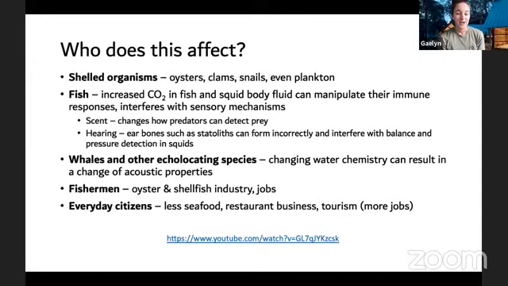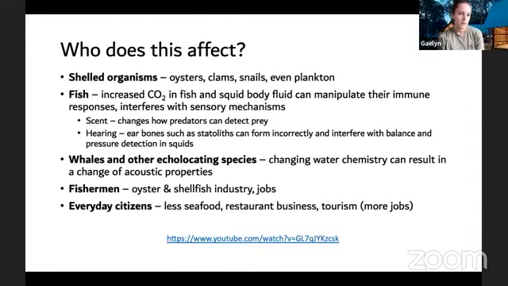But whales and other echolocating species are going to be affected as well. Changing the water chemistry can result in a change of acoustic properties. That increased acidity is literally going to make sound travel through the water differently, and that is also going to be affected by other things like depth and the temperature of the water. So all of these things that you can't see are going to have a direct effect on what's happening in the water.